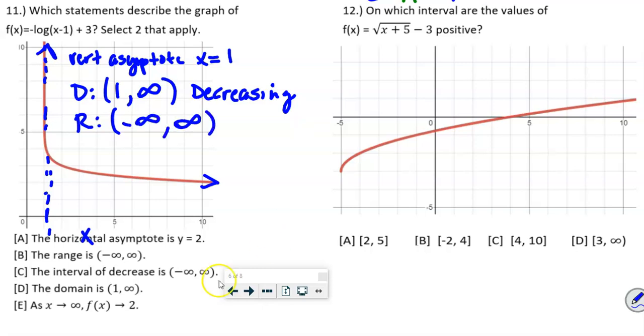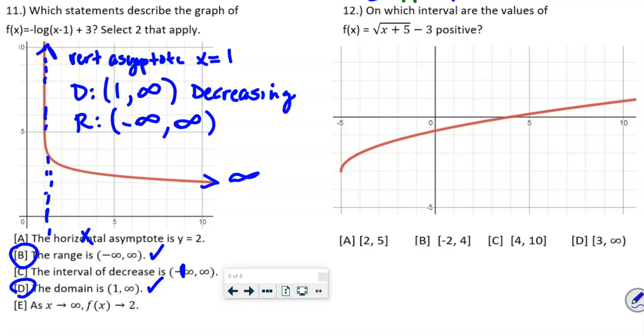So let's check these. Was the range from negative infinity to infinity? Yep. So that's one of our correct answers. The interval of decrease is from negative infinity to infinity. No, that's not it. The interval of decrease is 1 to infinity, right? So that one's not true either. The domain is from 1 to infinity. That is true. So that's another one of our answers. And as x approaches infinity, where's the graph going?